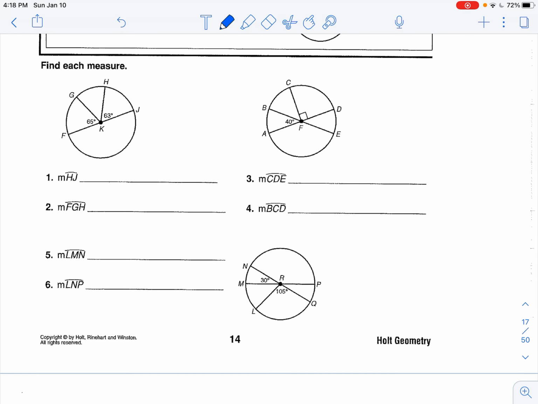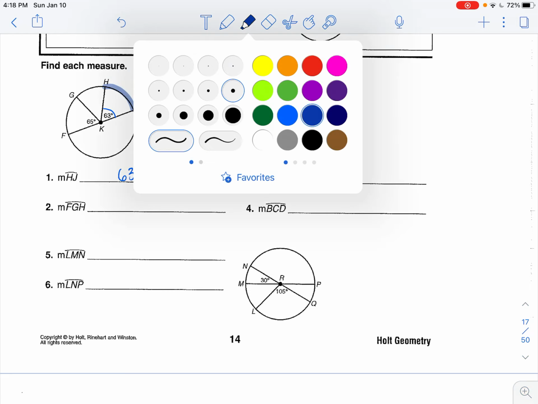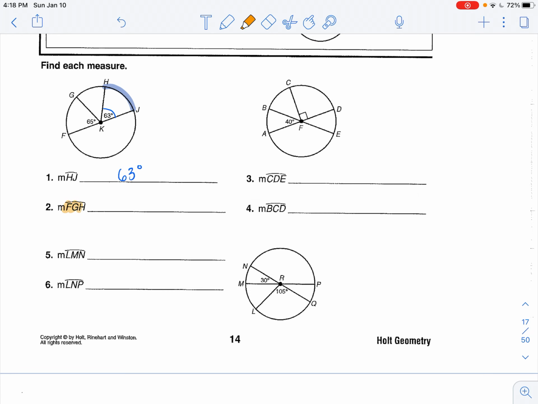Let's work through some examples. Find each measure. So measure of arc HJ is equal to the central angle, 63. So this is just going to be 63 degrees. If I want to find the measure of arc FGH, let's see, FGH, from F to G to H. All right, let's do some math.